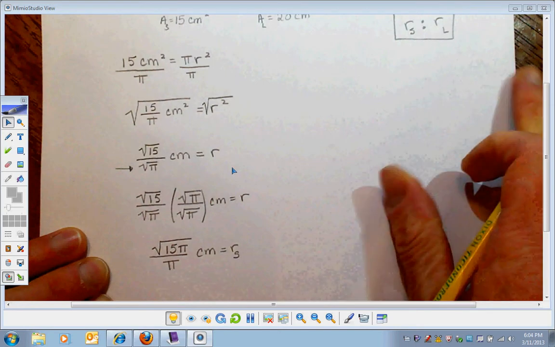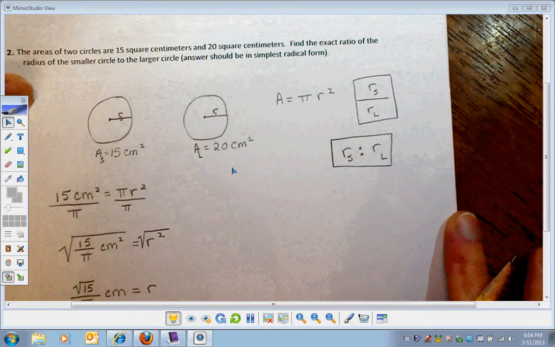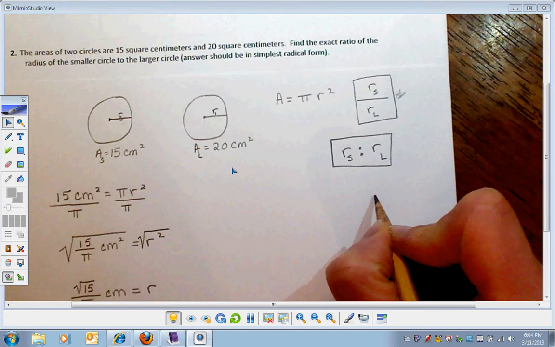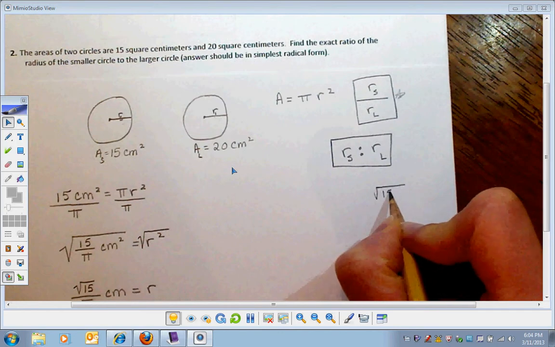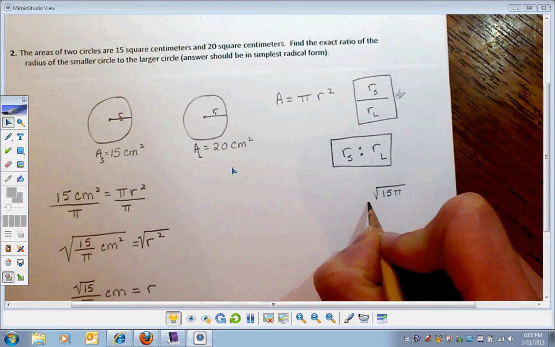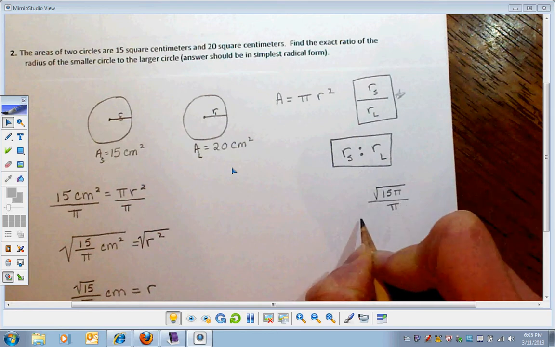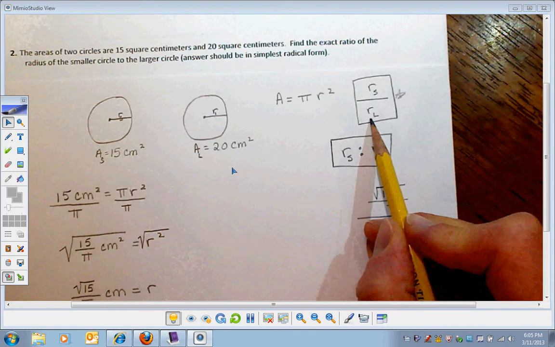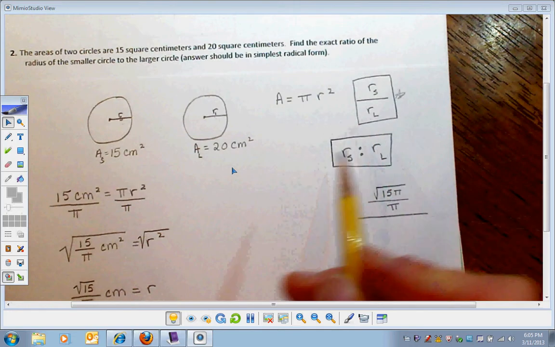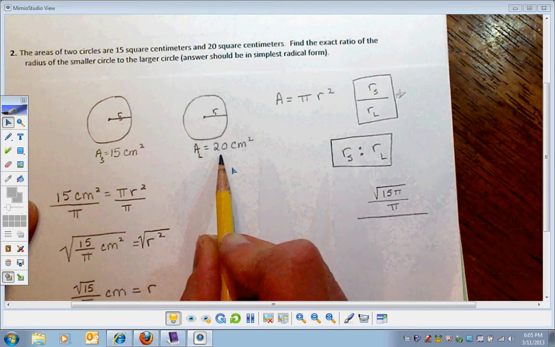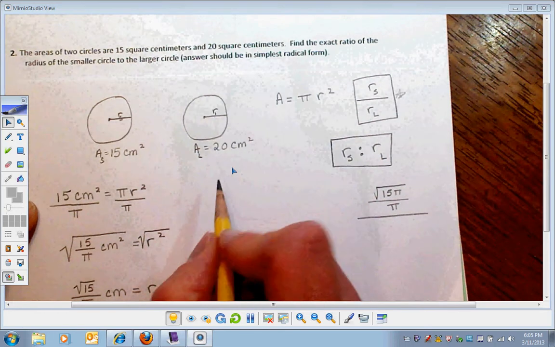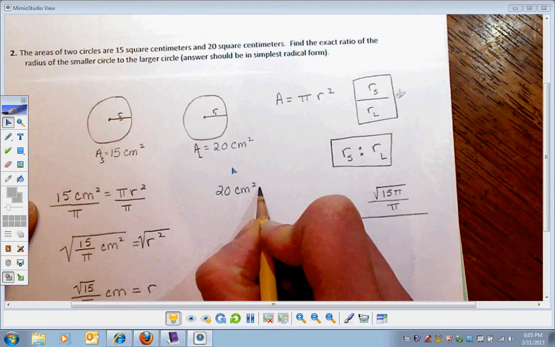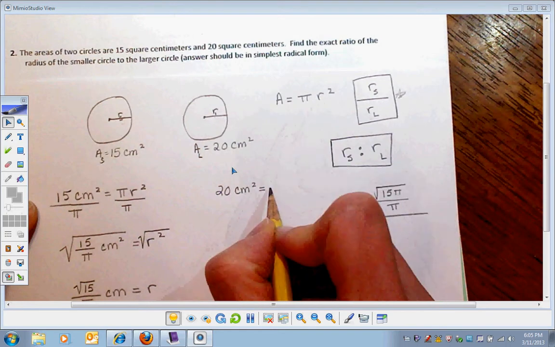Okay, so when I go back up here, I'm going to use this one right here. My radius short is in the top, so it's the square root of 15 pi divided by pi, all over, I've got to find my other radius. So that means I'm going to do the whole thing all over again for this circle. So this is going to be 20 centimeters squared is equal to pi r squared.